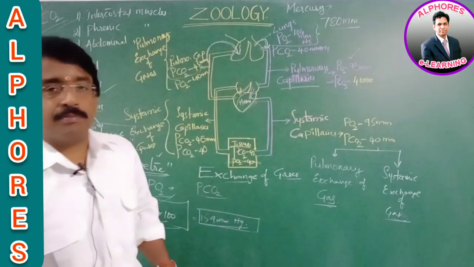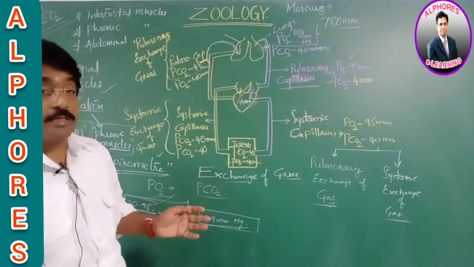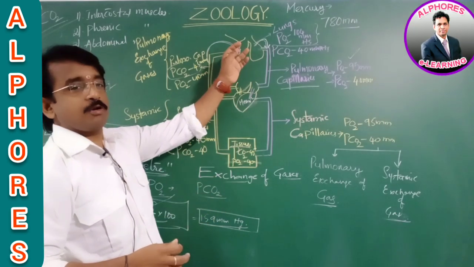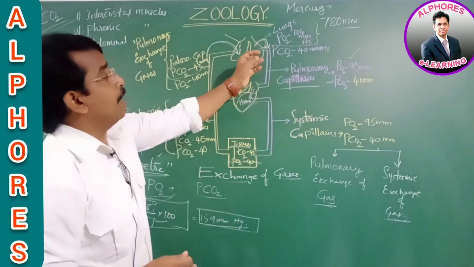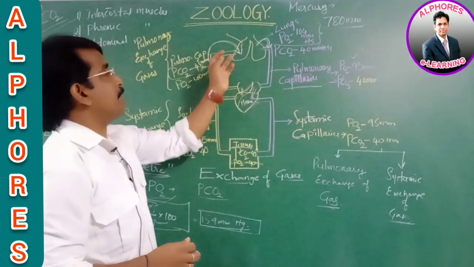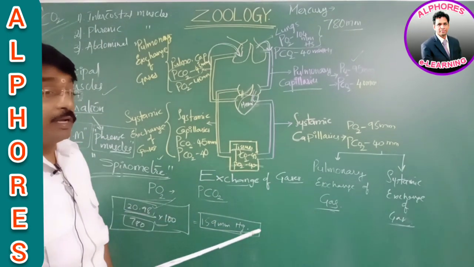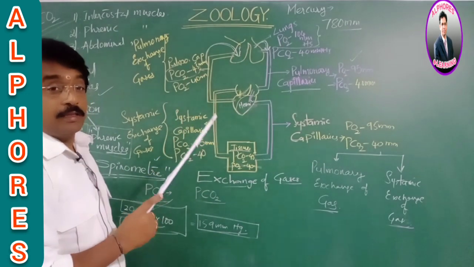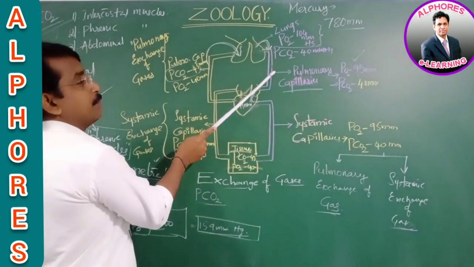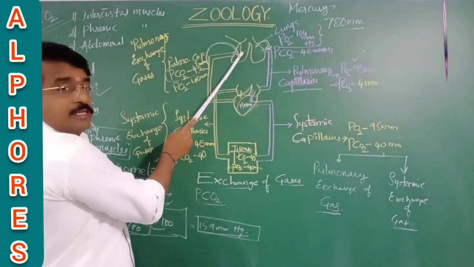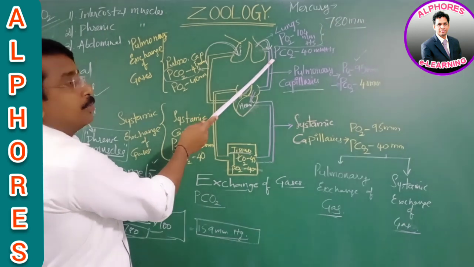Systemic refers to the tissues and pulmonary refers to lungs. So the exchange of gases, oxygen and carbon dioxide, between lungs and the pulmonary capillaries is what we term a pulmonary exchange of gases. The reason is the pressure difference, the difference in the partial pressure, which makes gases diffuse between lungs and the pulmonary capillaries. Here the partial pressure of oxygen is 104 and that comes down to 95 here.